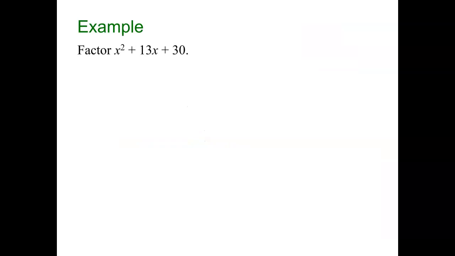So, looking at C. We'll look at C, all right? What are my product pairs of 30? What numbers multiply to give me 30? So I've got 1 and 30. What else? 2 and 15. What else? 3 and 10. What else? 5 and 6. Anything else? Okay? And then positive and negative.